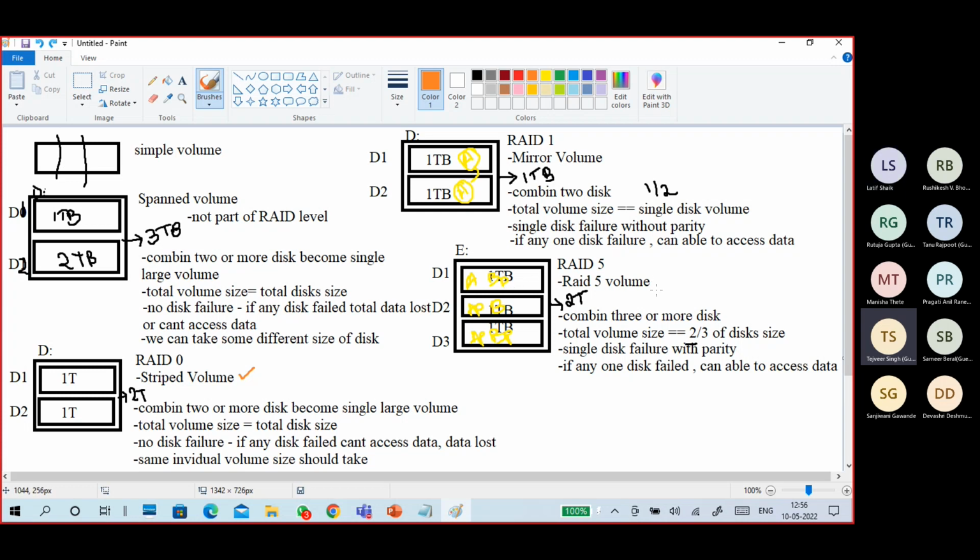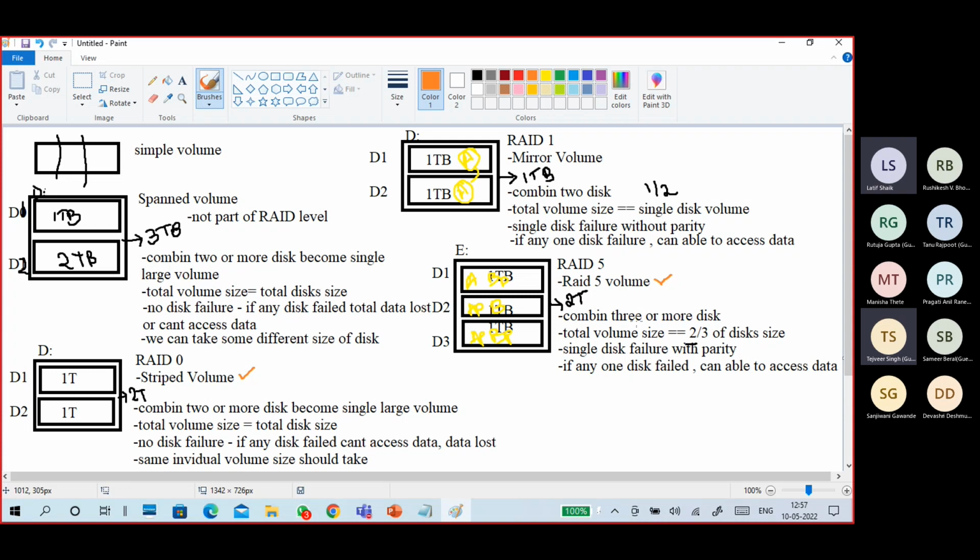RAID 5. What is RAID 5? We use 3 or more disks. Generally, we use 3 disks for a RAID 5. Combination of 3 disks, and we get a 2 disk volume. Means 1 terabyte, 1 terabyte, 1 terabyte, so we'll get 2 terabyte. If you put 2 terabyte, 2 terabyte, 2 terabyte, we get 4 terabyte. If you put 4 terabyte, 4 terabyte, 4 terabyte, we get 8 terabyte. So two disks' volume only we are getting.